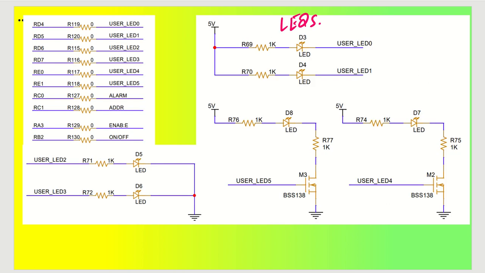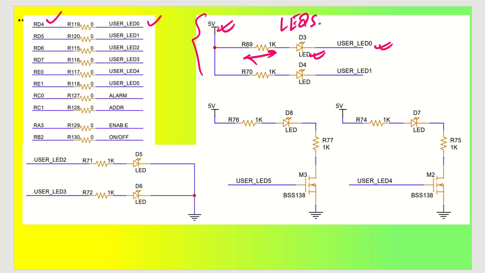Now the most useful items in our circuit design are user LEDs, so that you can glow the LEDs and understand what is happening. There are 3 methods that I have utilized here. One is directly giving the 5 volt power supply. The power supply is here, through the resistance it is going to the LED, and it is going to the user LED 0 pin. User LED 0, you can see, is going to RD4 through the user LED 0 and a 0 ohm resistance.